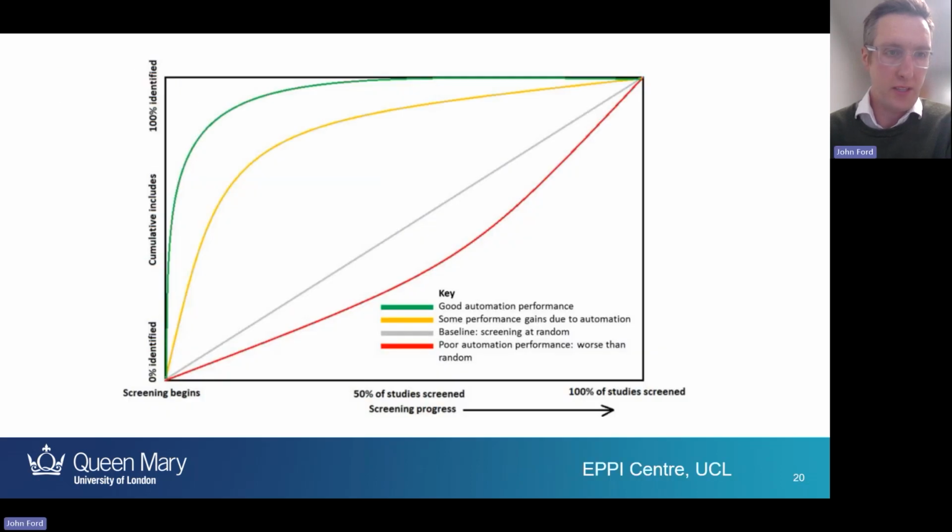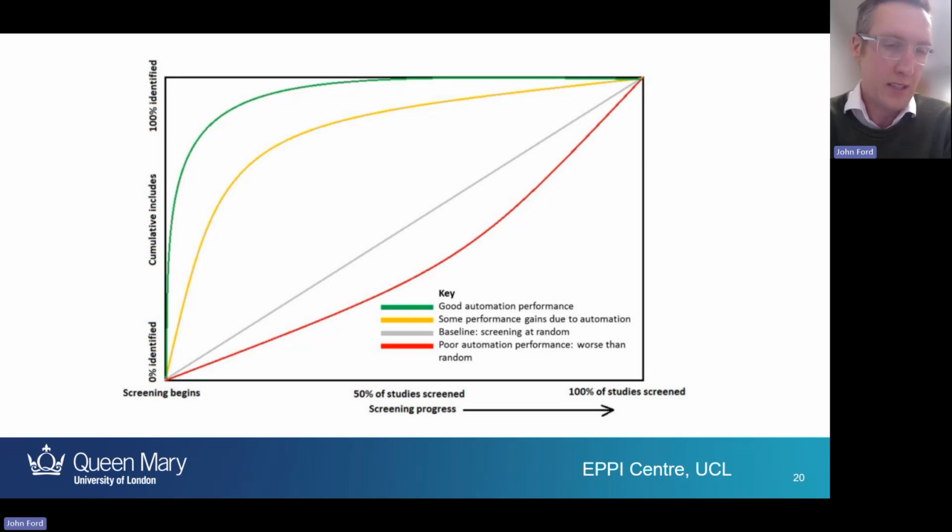Another way of showing this is thinking about the kind of area under the curve. So the grey line in the middle shows that as we start screening, if we're just doing it randomly, as a traditional review would do, then as you get towards the end of all your screening studies, you should be identifying all your studies in an equal proportion. And that's what we would quite often do.